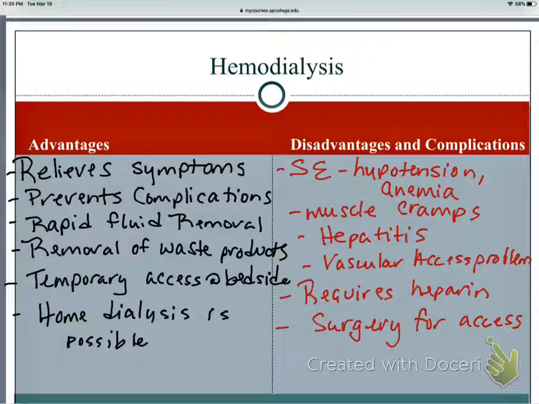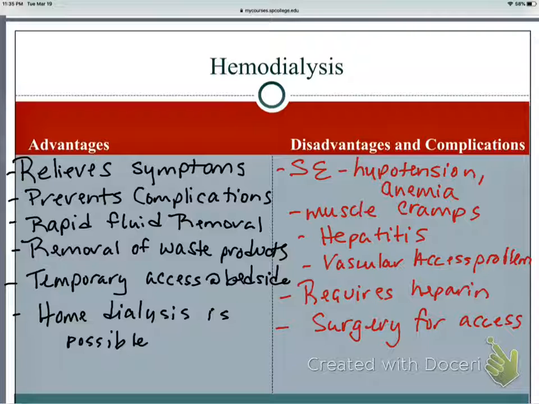Disadvantages, of course. What do you think the biggest complication with hemodialysis is? What's that? Clots. Hypotension. Clots too, but because we put heparin in the machines, it's not as big of a complication, but it can happen. And the machine can clot, yeah. But the biggest complication, yes, hypotension, because we're taking off, think of massive amounts of fluid shifts in the body. We're taking all this fluid off very quickly.